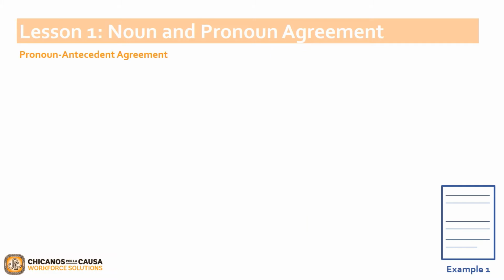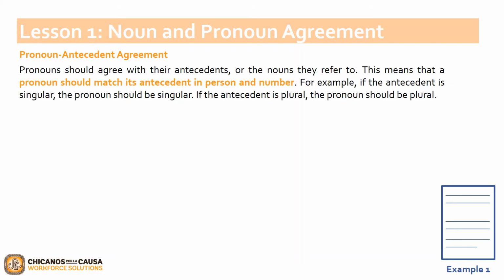Pronoun antecedent agreement. Pronouns should agree with their antecedents or the nouns they refer to. This means that a pronoun should match its antecedent in person and number. For example, if the antecedent is singular, the pronoun should be singular. If the antecedent is plural, the pronoun should be plural.